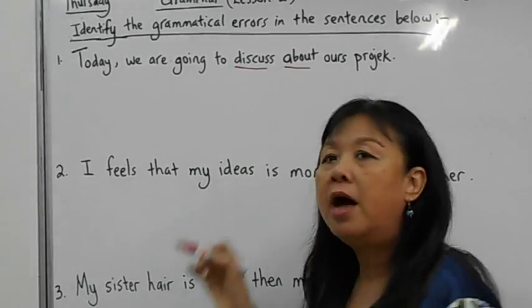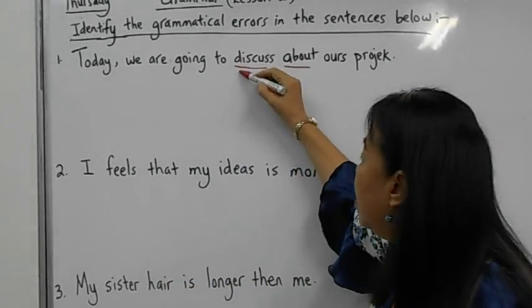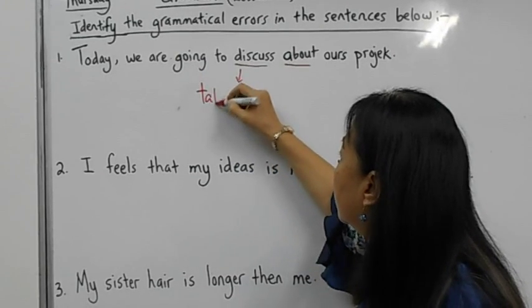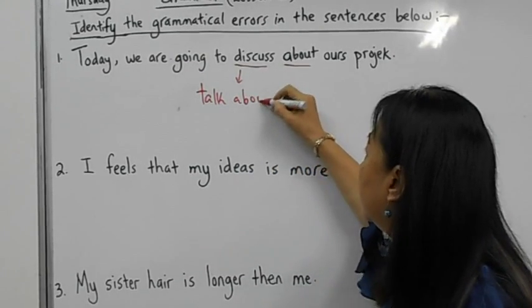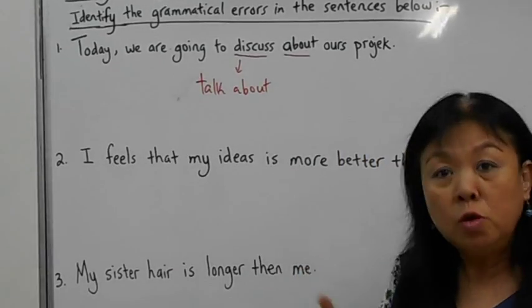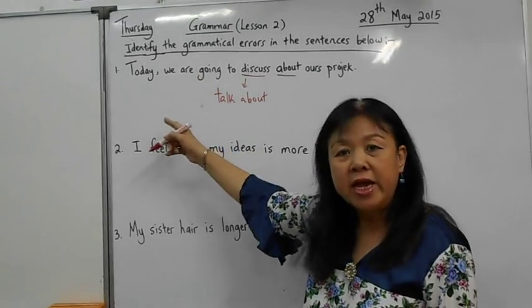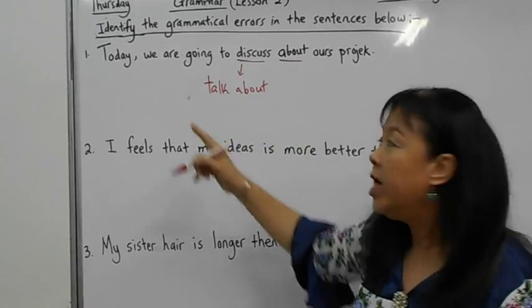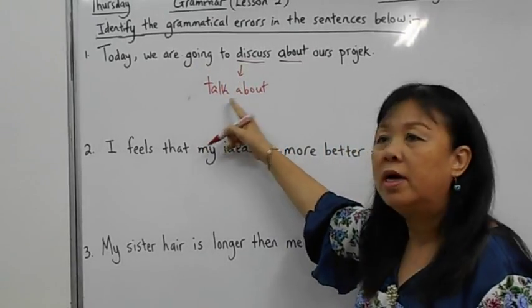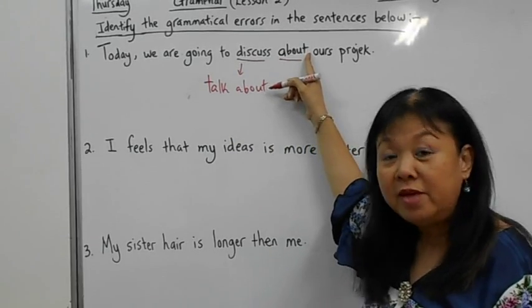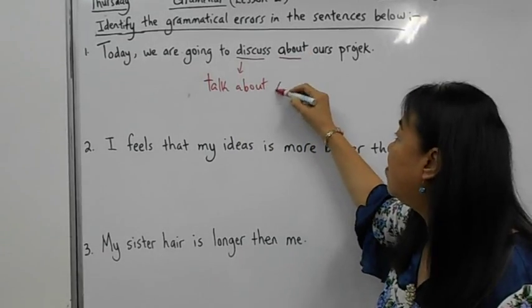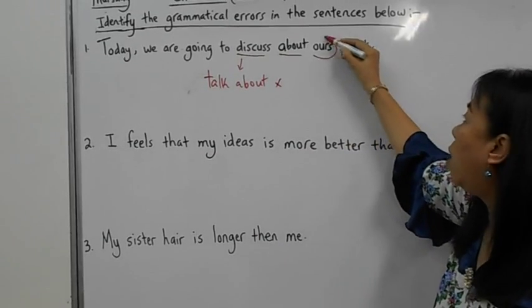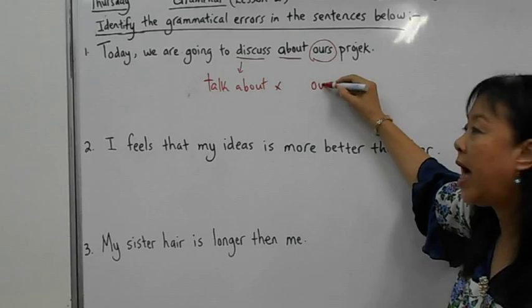Firstly, discuss about. Now the real meaning for discuss is talk about. So if you were to say, today we are going to discuss about, it means to say, today we are going to talk about. Therefore it is wrong. So this is the first error.